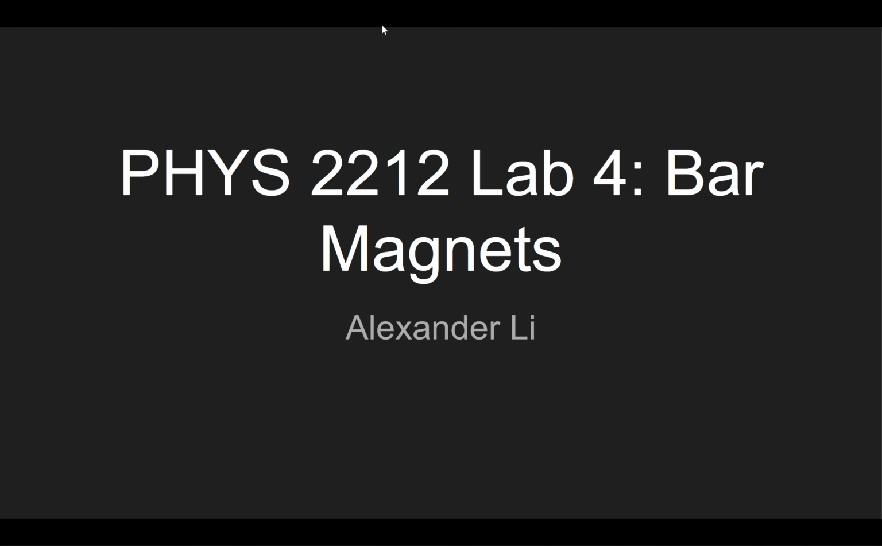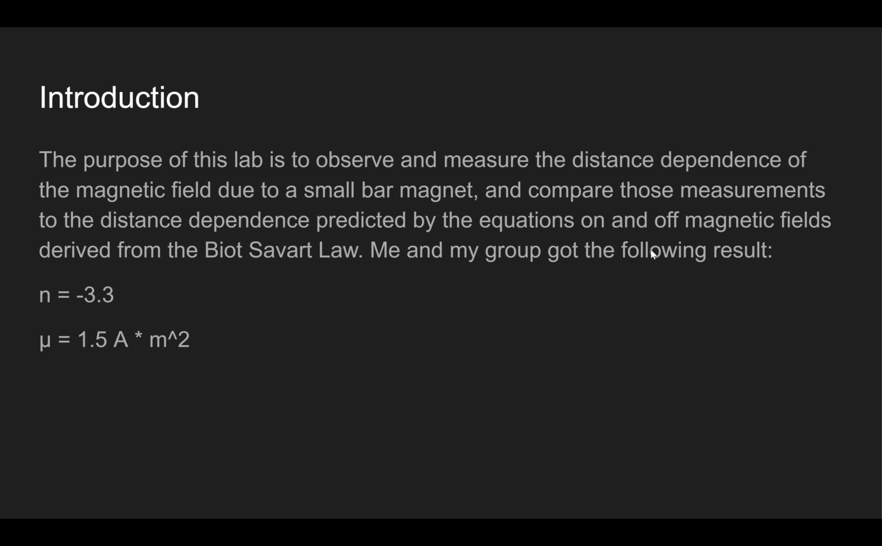Okay, hello everyone. This is my Physics 2212 Lab 4, which is about bar magnets. Here's an introduction. The purpose of this lab is to observe and measure the distance dependence of the magnetic field due to a small bar magnet and compare those measurements to the distance dependence predicted by the equations for on-axis and off-axis magnetic fields derived from the Biot-Savart law.